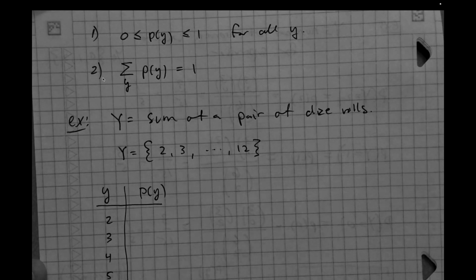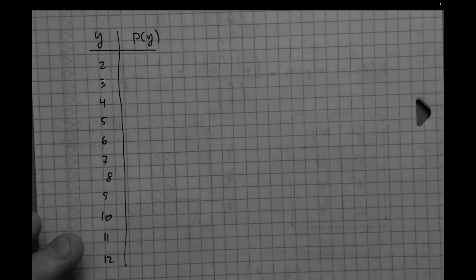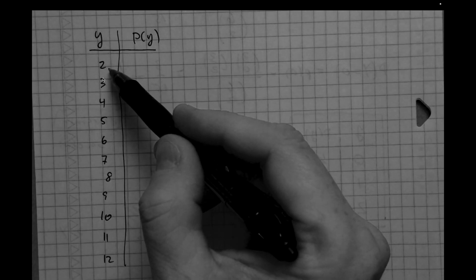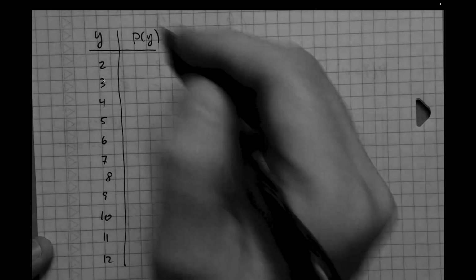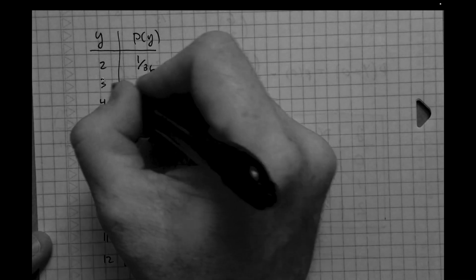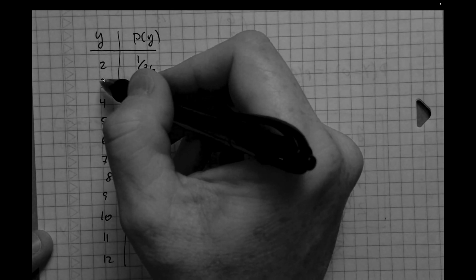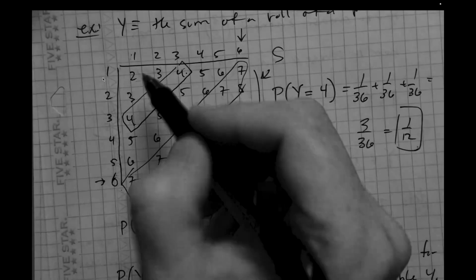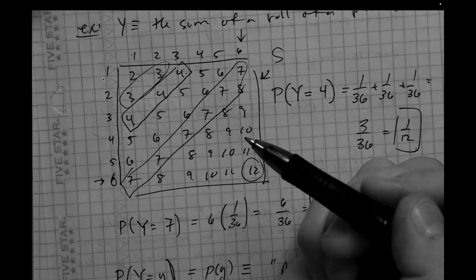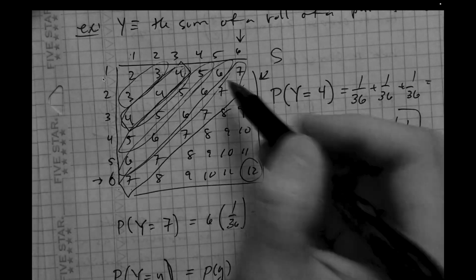So those are the possible outcomes for this random variable. And if you just reference your table, you'll see that there's only one sample point in the sample space that corresponds to 2. So the probability of the random variable equaling 2 would be 1 in 36. Okay? If you look at your sample space on the previous page, you'll see that for 3 there are 2 ways, for 4 there are 3 ways, for 5 there are 4 ways, for 6 there are 5 ways, and so on.